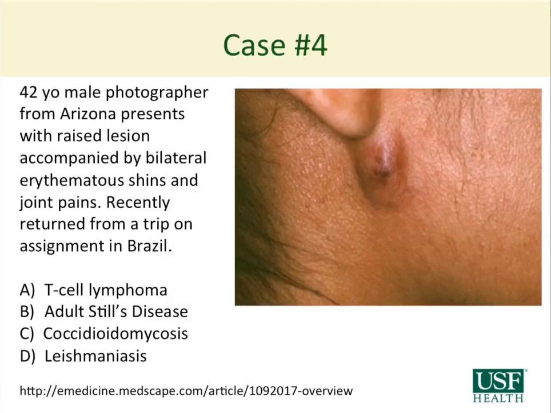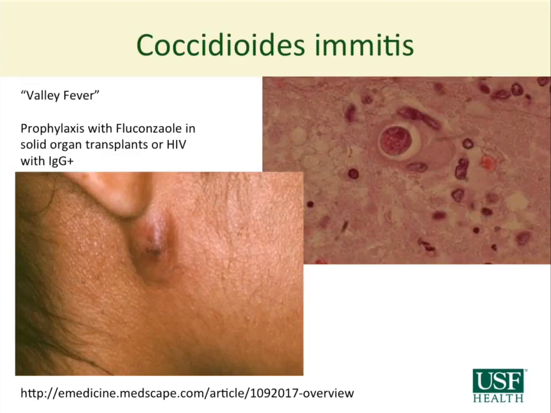Case number 4, a 42-year-old gentleman from Arizona who's a photographer presents with raised lesions with bilateral erythematous shin and joint pains. He came from a trip to Brazil on assignment, and the differentials could be T-cell lymphoma, adult Still's disease, Coccidioides, or leishmaniasis. And this is actually Coccidioides immitis, called valley fever or desert fever. It's from dust. We see this in people who are outside a lot, either construction or outside professions.